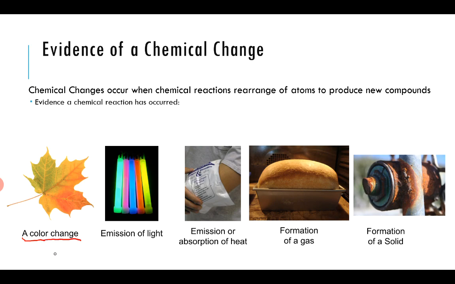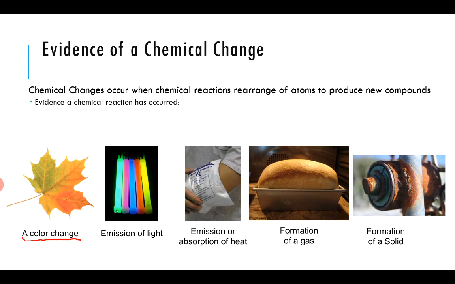So when you see leaves changing color in fall, it's because the green chlorophyll in leaves starts to decompose and break down into smaller chemicals. And that exposes some of the other colors that are in the leaves. So that is a chemical change occurring because the chlorophyll is no longer chlorophyll.